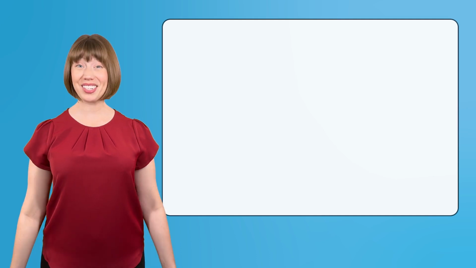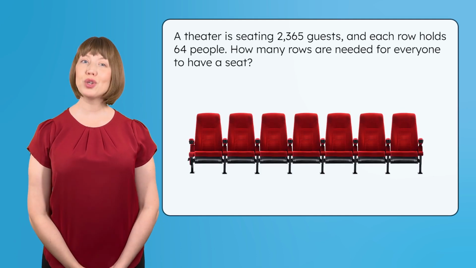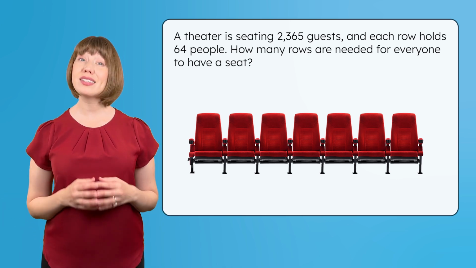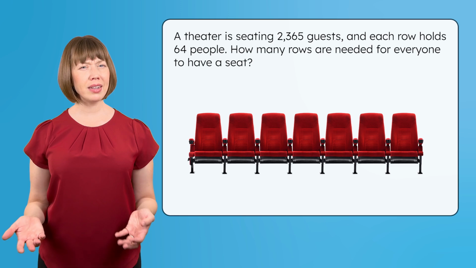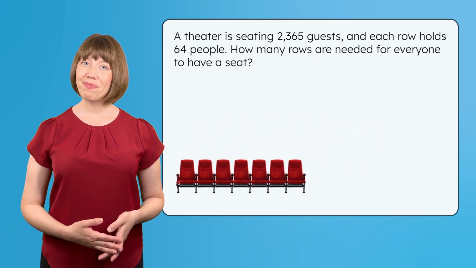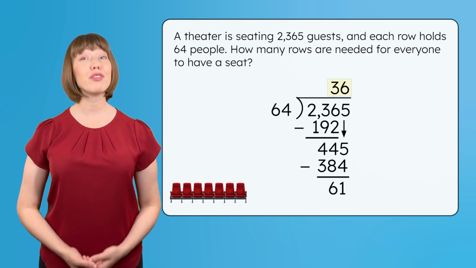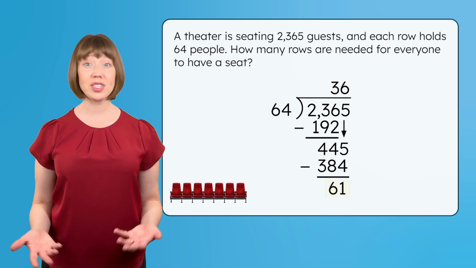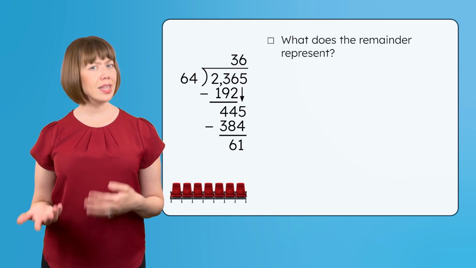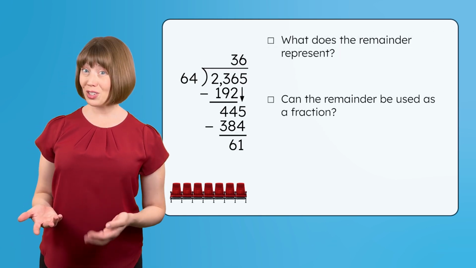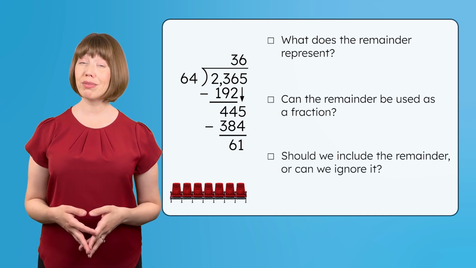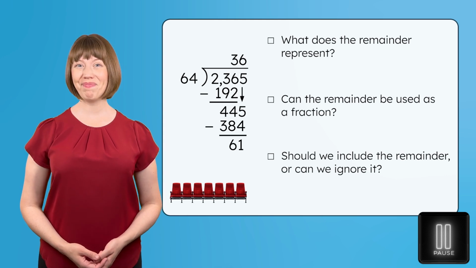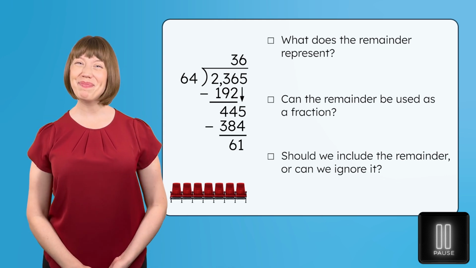Here's another scenario for us to consider. A theater is seating 2,365 guests, and each row holds 64 people. How many rows are needed for everyone to have a seat? After dividing, we get a quotient of 36 with a remainder of 61. Let's go through our 3 questions again. What does the remainder represent? Can the remainder be used as a fraction? And should we include the remainder or can we ignore it? Pause the video here to record your answers for each question. We'll go over them together in a moment.